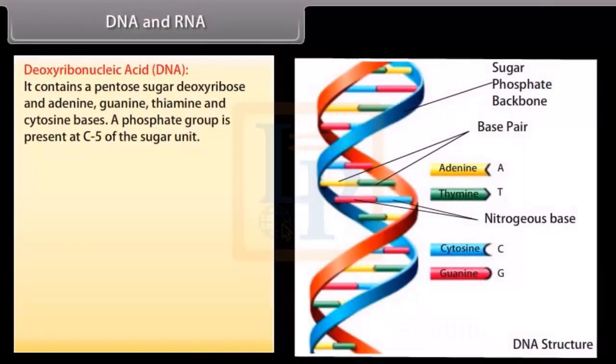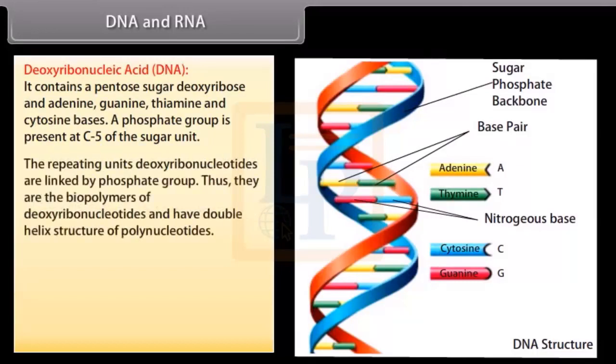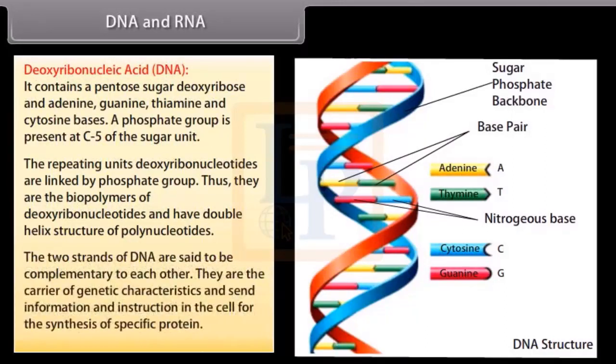DNA and RNA. Deoxyribonucleic acid. It contains a pentose sugar deoxyribose and adenine, guanine, thiamine and cytosine bases. A phosphate group is present at C5 of the sugar unit. The repeating units of deoxyribonucleotides are linked by phosphate group. Thus, they are the biopolymers of deoxyribonucleotides and have double helix structure of polynucleotides. The two strands of DNA are said to be complementary to each other.